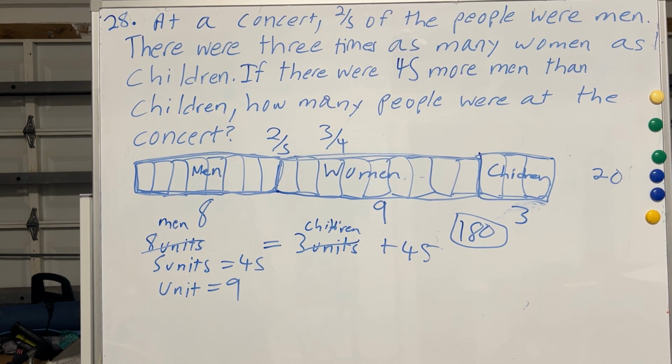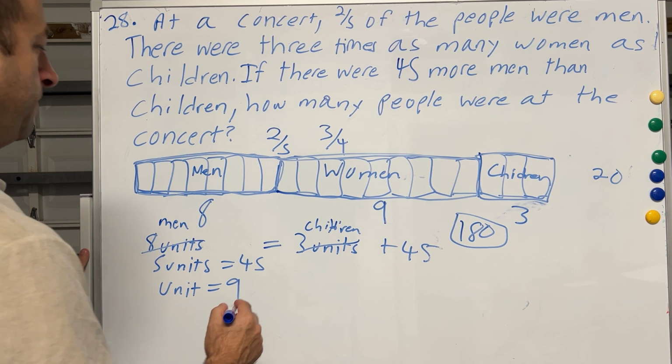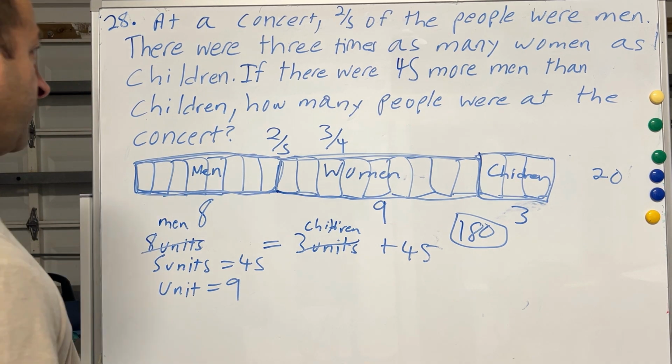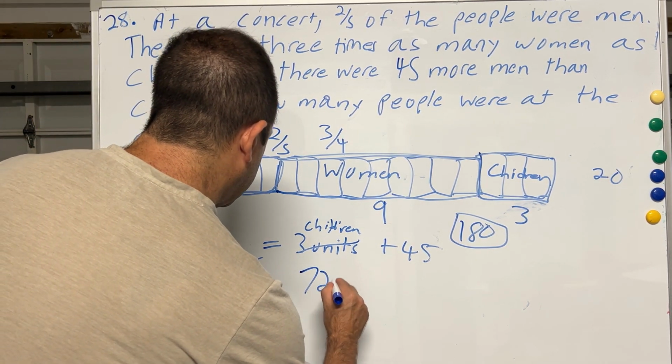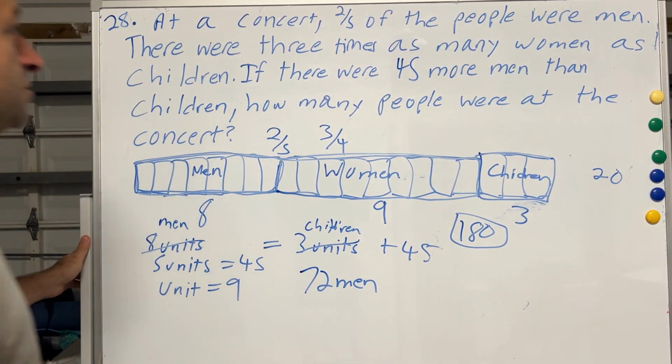It's always good if one still has time at the end of the problems to go back and check the work to make sure that we didn't make any arithmetic mistakes. So we decided the total number of people at the concert is 180. At the concert, 2/5 of the people were men. So 1/5 of 180 is 36. So 2/5 is 72. So we know we have 72 men at the concert.